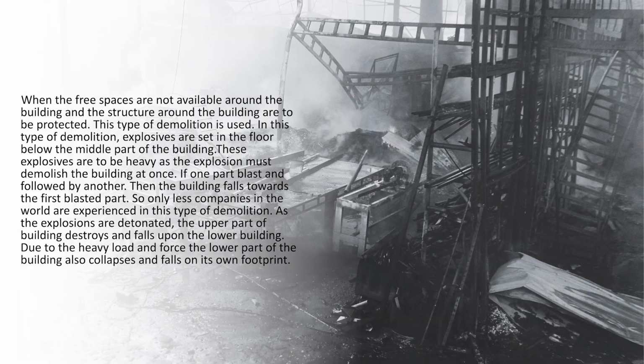Let us discuss the second type, that is falling into its own footprint. When free space is not available around the building and the structures around the building are to be protected, in this type of demolition explosives are set on the floor below the middle point of the building. These explosives are heavy as the explosion must demolish the building at once. If one part blasts and is followed by another, then the building falls towards the first blasted part.